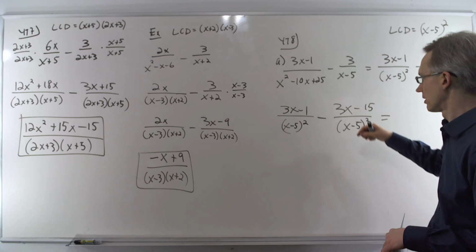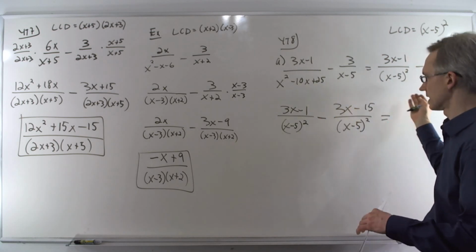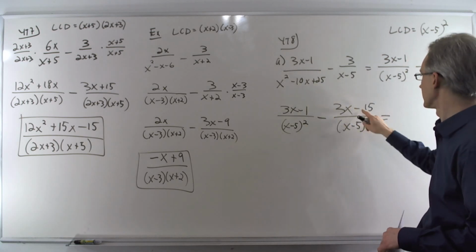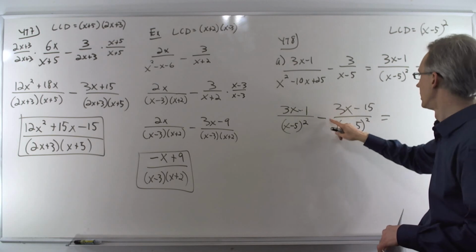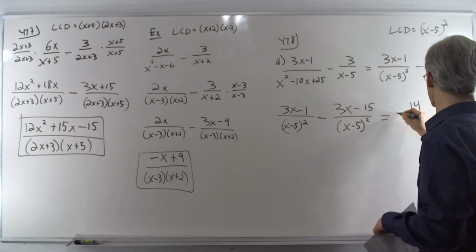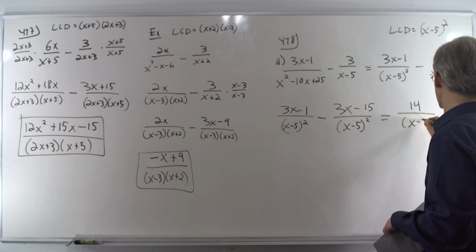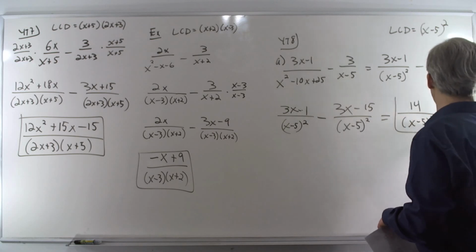Let's see what we have on top here. We got 3x minus 3x. The x's are gone. Negative 1 minus negative 15 is the same as negative 1 plus 15. So that is 14 over x minus 5 squared.